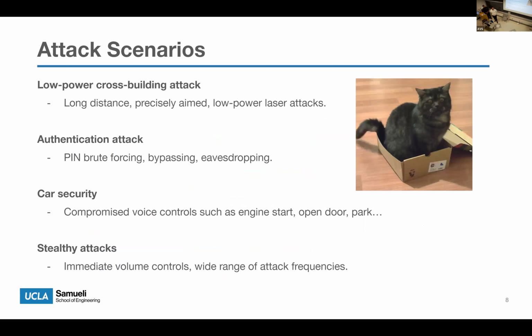And we can look at the attack scenarios. They can have low power cross-building attacks, as we showed, and these consist of precisely aimed lasers, which are low power. But they can also have authentication attacks, such as pin brute forcing, bypassing, eavesdropping. They have car security problems, as we discussed previously, such as engine start, open door, or park. And these attacks can also be stealth attacks, such as volume controls to immediately control the volume, so the victim will not notice this attack. And they can use a wide range of attack frequencies, so it will not be visible to the human eye.